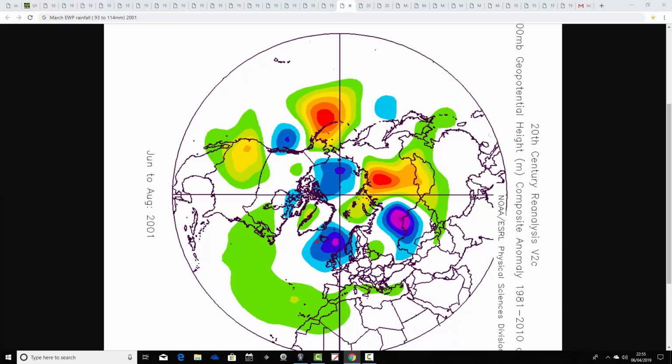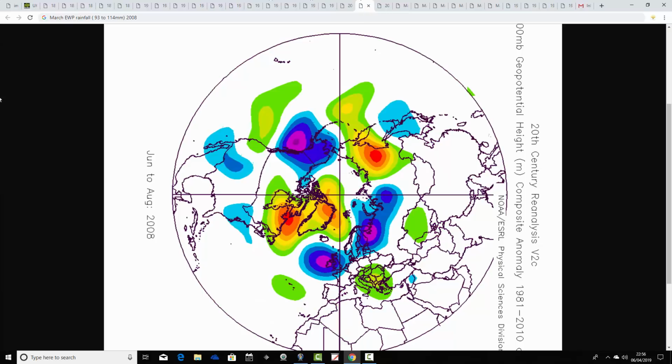2001 next, so this one with below average heights up to the north and bringing in those westerlies across the country. So this one again is quite an unsettled summer actually, and it's a fairly humid summer though in 2001. There are few hot spells, overall quite an unsettled and pretty humid summer.